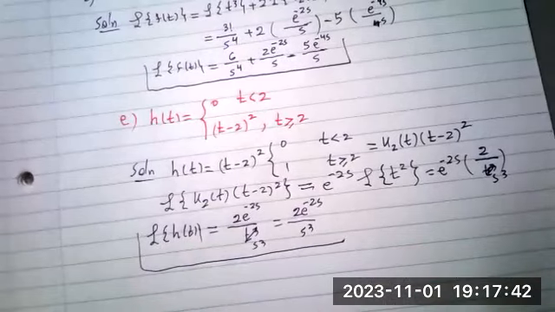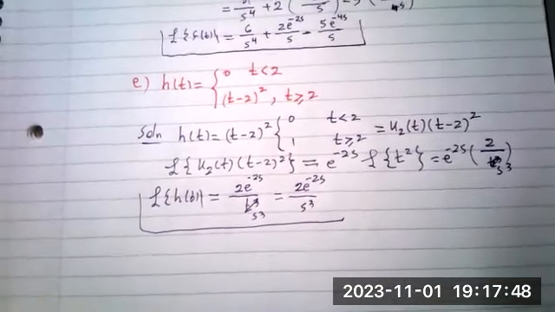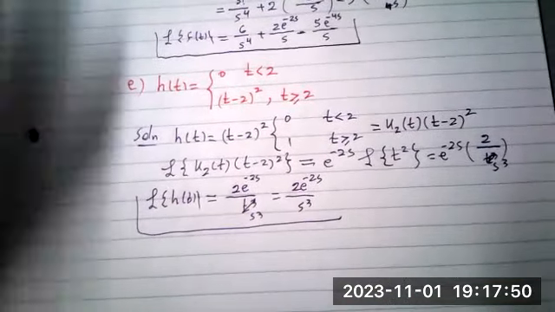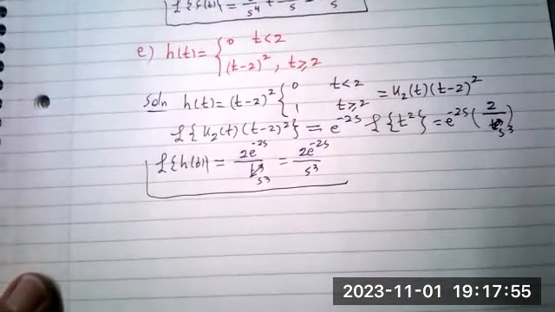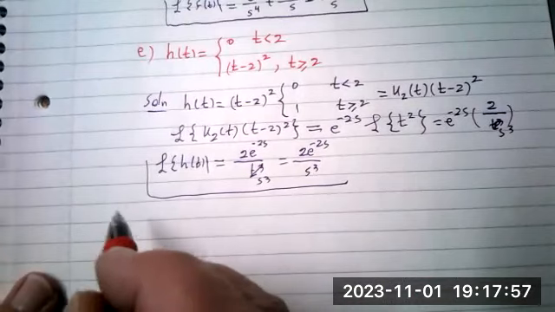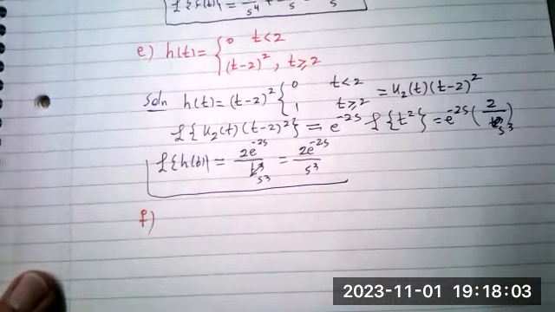So they will all be in terms of the unit step function, because for the rest, we have the formulas. That is part E. We can do part F. So what is part F?